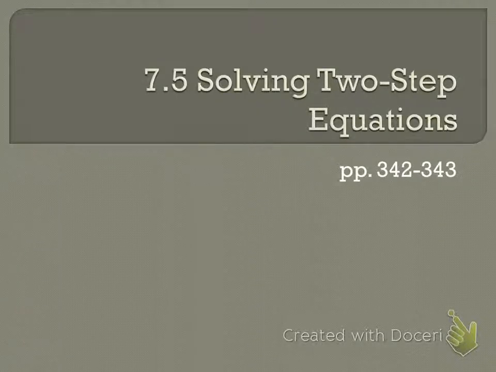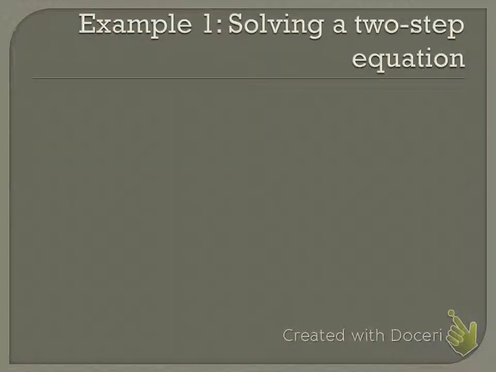In 7.5, we will be learning about solving two-step equations. In example 1, we're solving a two-step equation. So we have the equation 5x minus 6 equals negative 21.